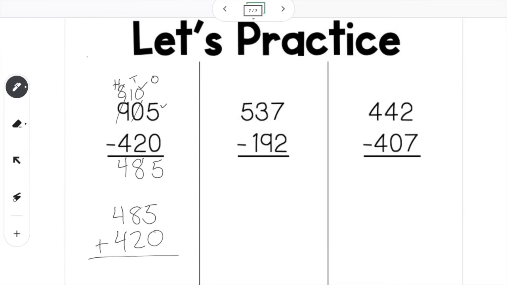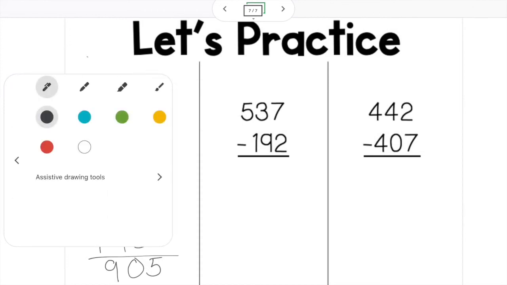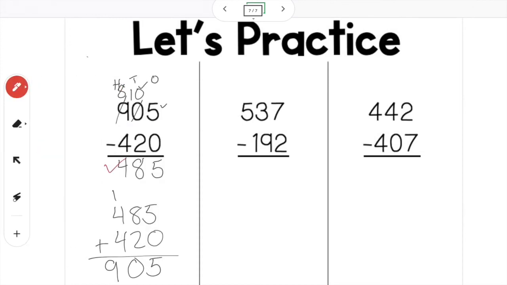Again, 5 plus 0 is 5. 8 plus 2 is 10. Put a 1 over the hundreds place. And now 1 plus 4 is 5. 5 plus 4 equals 9. So yes, this answer is most definitely correct. Excellent. All right, let's go ahead and move on to the next one.